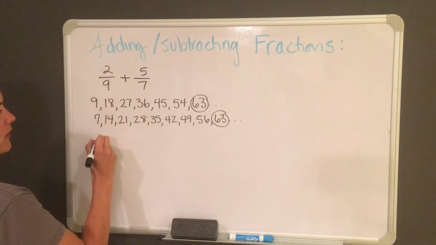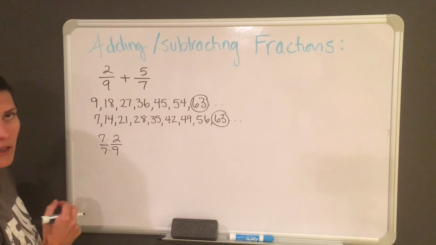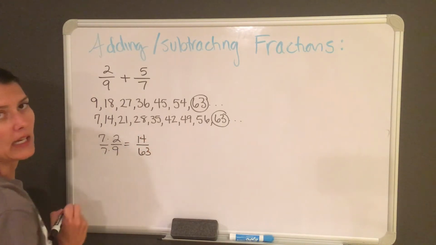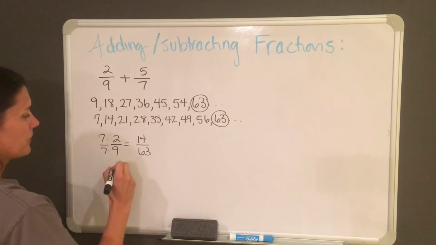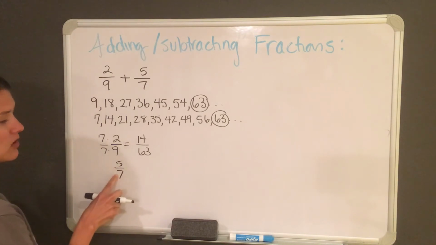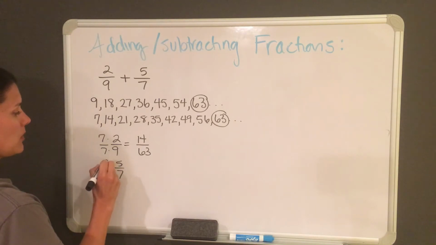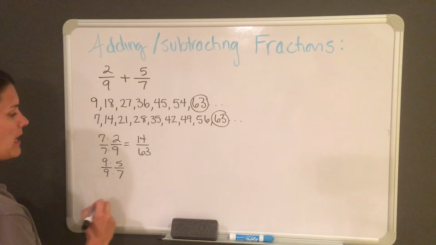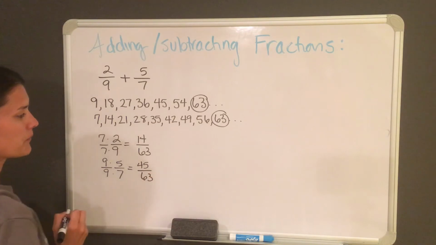So I need to multiply the first fraction by 7 in the numerator and multiply 7 in the denominator. And in this case, I get 14 on top and 63 on the denominator. I also need to figure out what the second fraction is. For 5/7, to change 7 into 63, I need to multiply it by 9. So I'll multiply by 9 on the top and multiply it by 9 in the denominator. And in this case, I get 45 over 63.